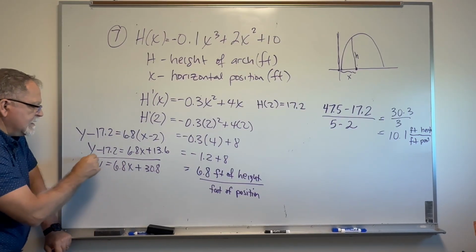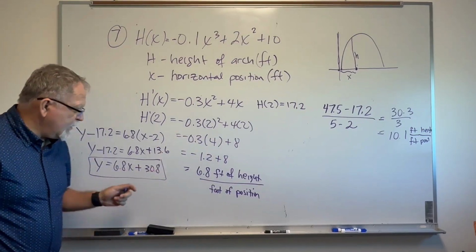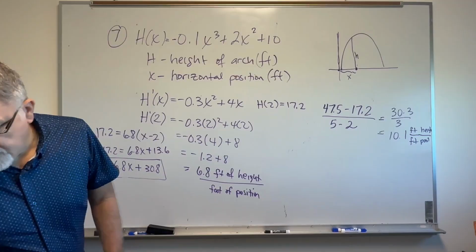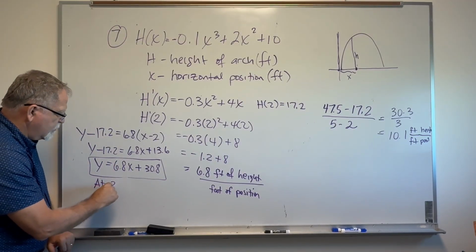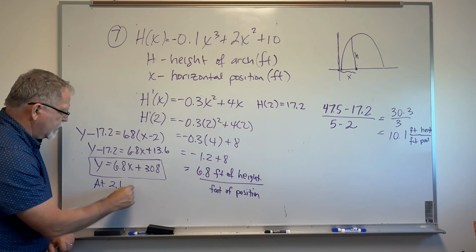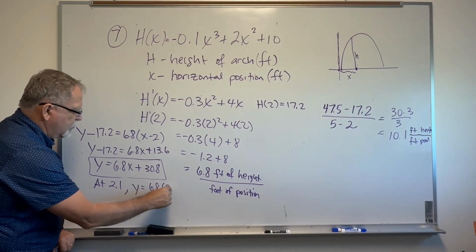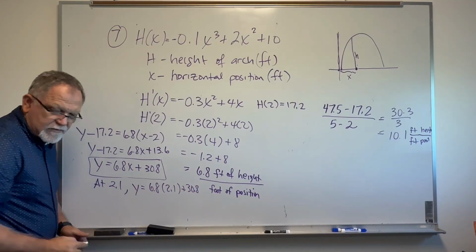So this is the function that I can use to predict. This is my tangent line. I'll use this to predict the value. And we're supposed to predict the value at 2.1. So at 2.1, we need to know y is going to be this, 6.8 times 2.1 plus 30.8. Let's just see what this predicted value turns out to be.